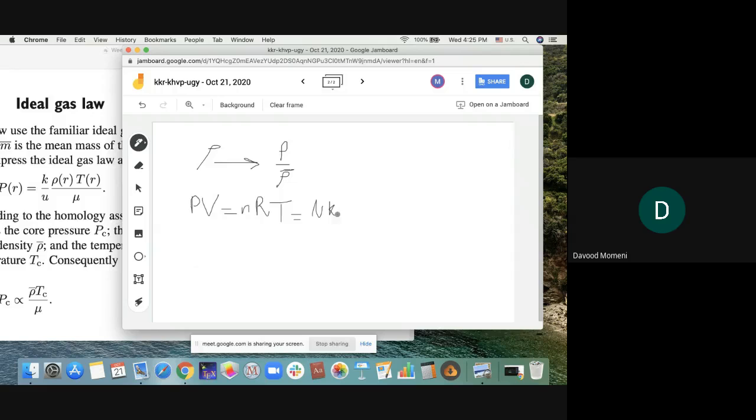k_B is the Boltzmann constant times T. Okay. You cannot use this equation very simply in the stellar evolutions. The thing which you need to do is that you have to write it in terms of the rho. This equation should be written in terms of the rho.